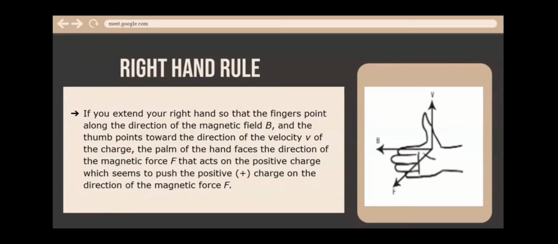For a moving negative charge, the direction of the magnetic force is opposite that which is predicted for a moving positive charge. So what can be done to determine the magnetic force on a negative charge is to assume that it is positive and then use the RHR. Find the direction of the magnetic force for a positive charge and then reverse it to find the direction of the force acting on the negative charge.